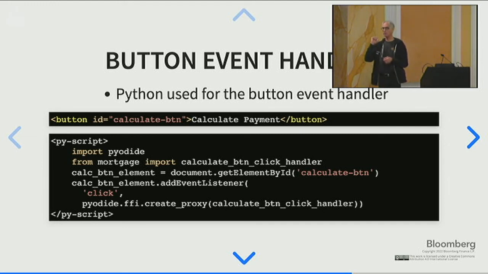So we need to import Pyodide. We're going to import our button click handler from our own code that we've written. And then we're going to use get element by ID to get a handle to the button. And then we're going to add an event listener to this button, and connect our Python function to this button. And Pyodide provides this proxy that's going to allow us to make that connection. And I always have to remind myself that FFI stands for Foreign Function Interface.